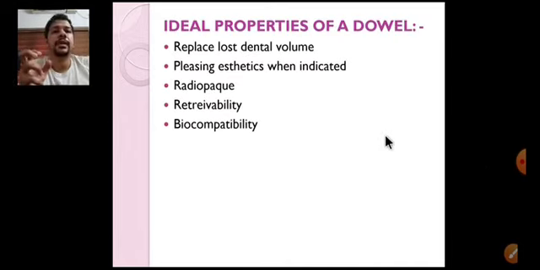Now coming to the ideal properties of post. What are the ideal requirements or properties of a given post? It should replace lost dental volume. What do you mean by lost dental volume? What do you mean by that?